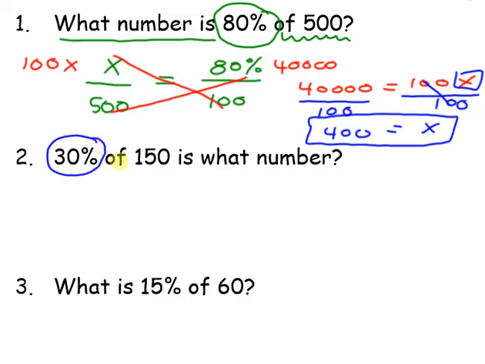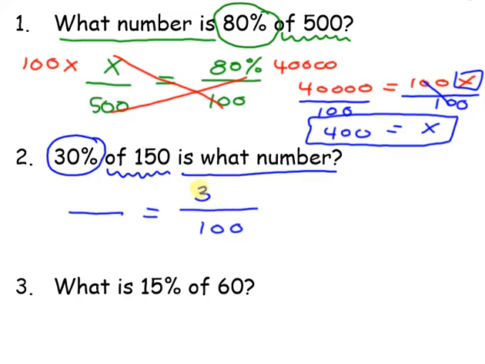30% of 150 is what number? Here we go. Set up your fraction bars. Set them equal to each other. Your freebie is 100. Do you have a percent? Yes, you do. It's 30%. Of 150, that's going to be your bottom. Is what number? Well, that's our top. We don't know.